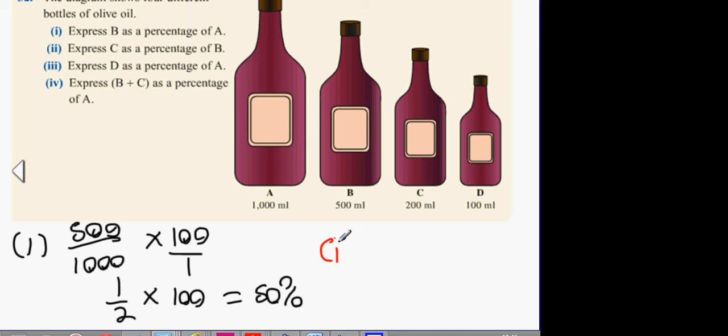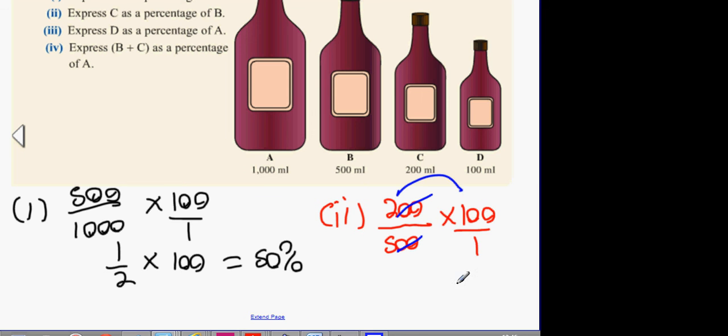Okay, part 2, Joey. C as a percentage of B. 200 over 500. 200 divided by 500, multiply by 100 over 1. Then what? We cross off the zeros, and you have 2 fifths. Now what's 2 multiplied by 100? 200. What's 200 divided by 5? 40. 40%. Well done. Okay. Part 3, Ryan.